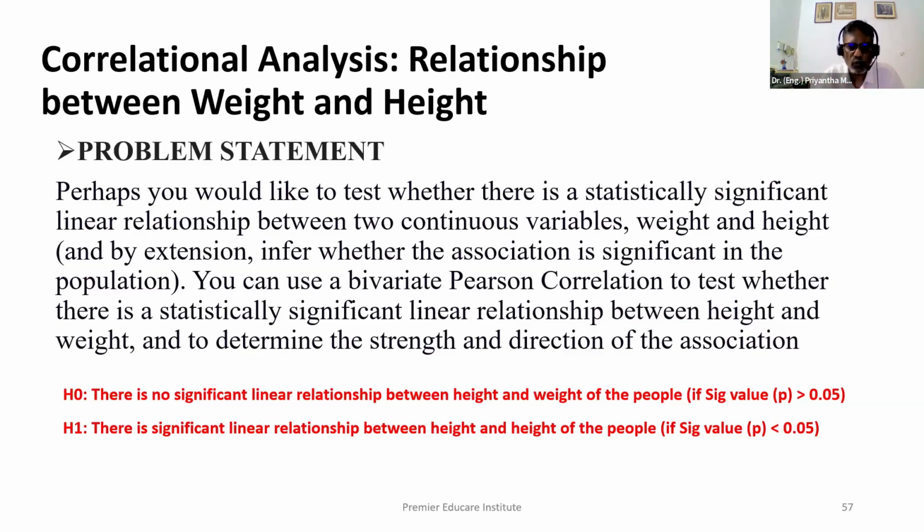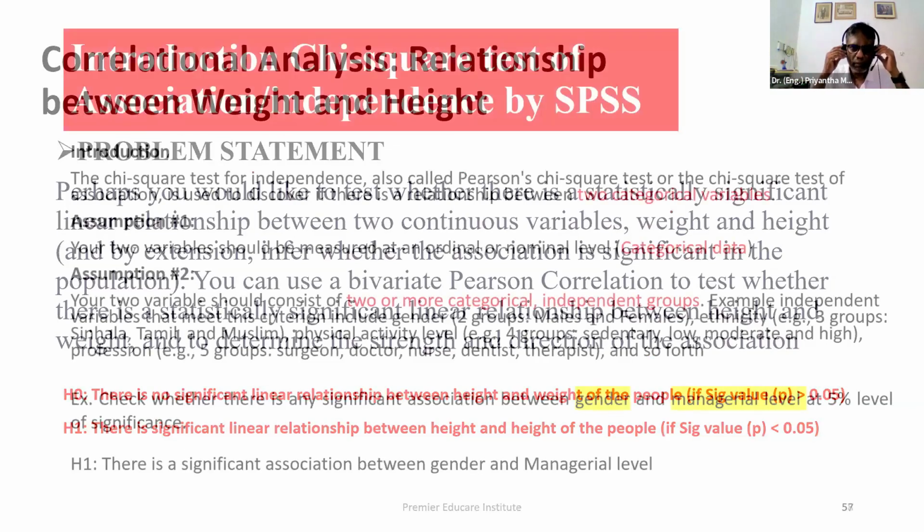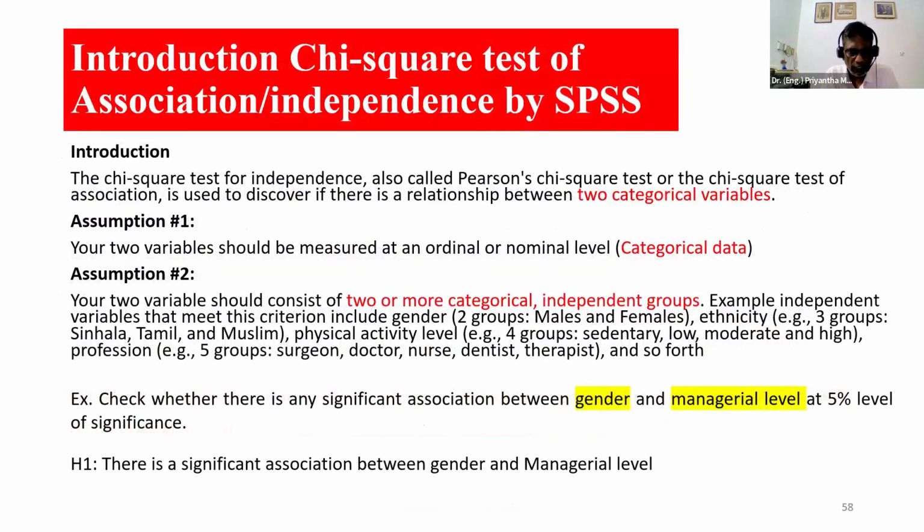For that you have to go for the regression, linear regression. Okay, remember that point. This is chi-square. Chi-square means any gender-based discrimination for the ladies to come up to the senior levels. Gender versus senior level, management level. Gender male, female; management level low, medium, high.